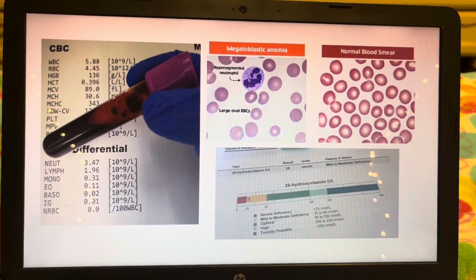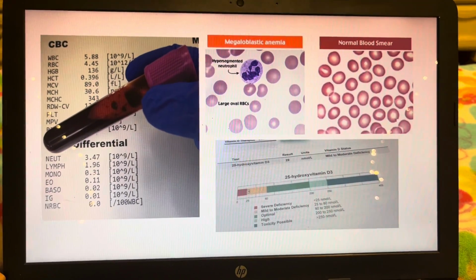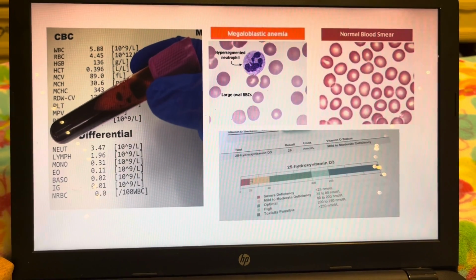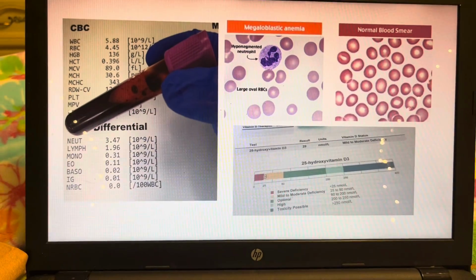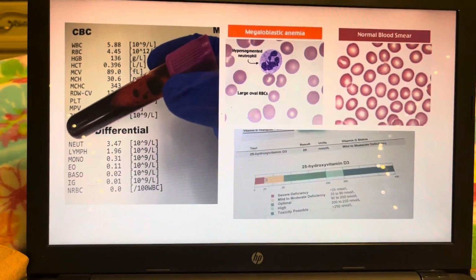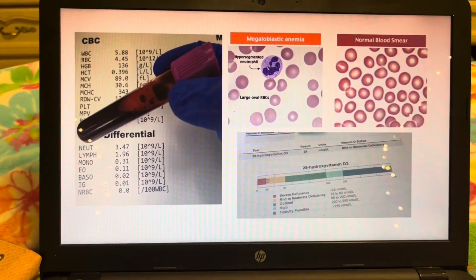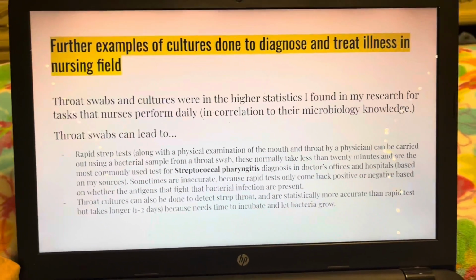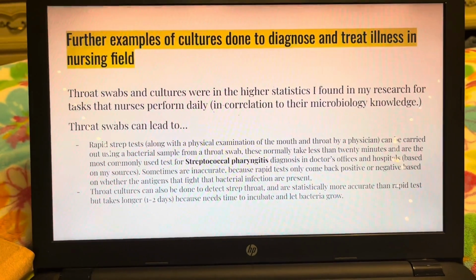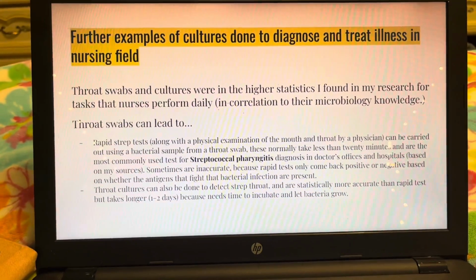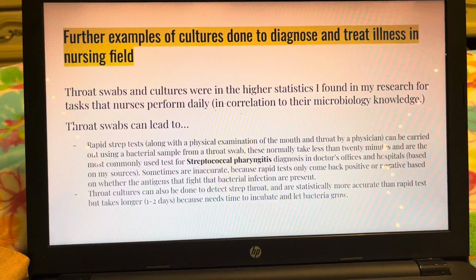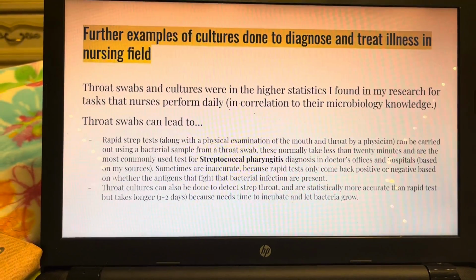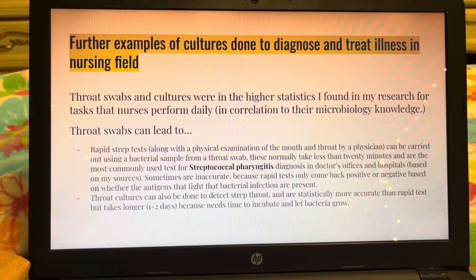So I found that interesting in terms of how much can be shown through microbiology just with a tiny little vial of blood, and how it can be seen too, just like we learned in class with the stains. And then just different examples of how cultures can be used to diagnose and treat illness. Throat swabs, I found, had really high statistics within the tasks that nurses use every day.